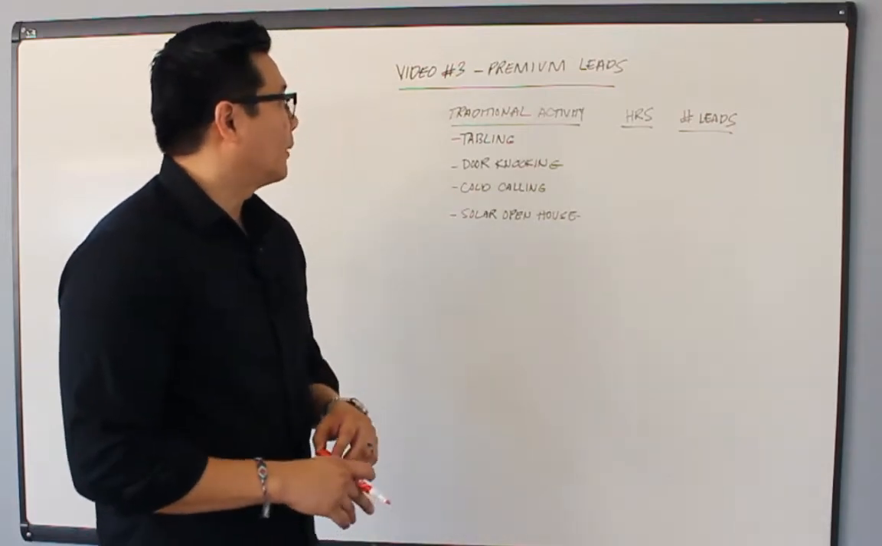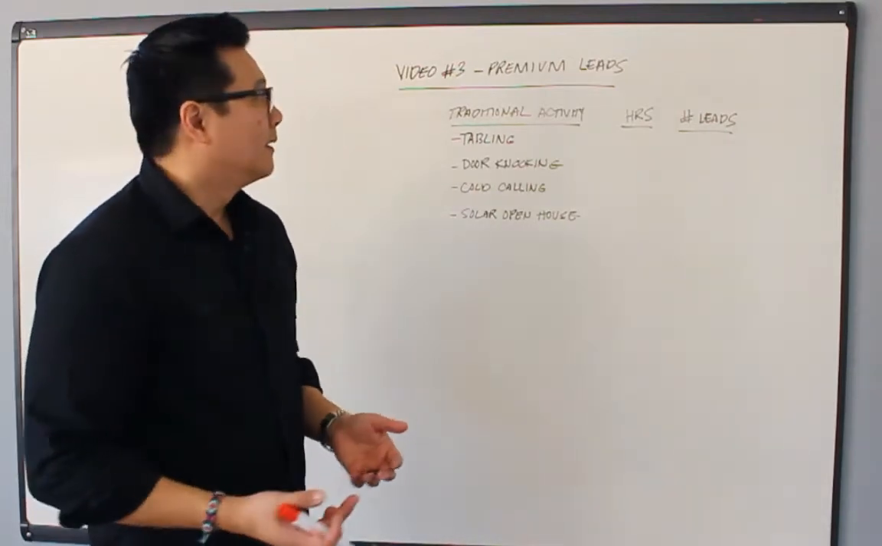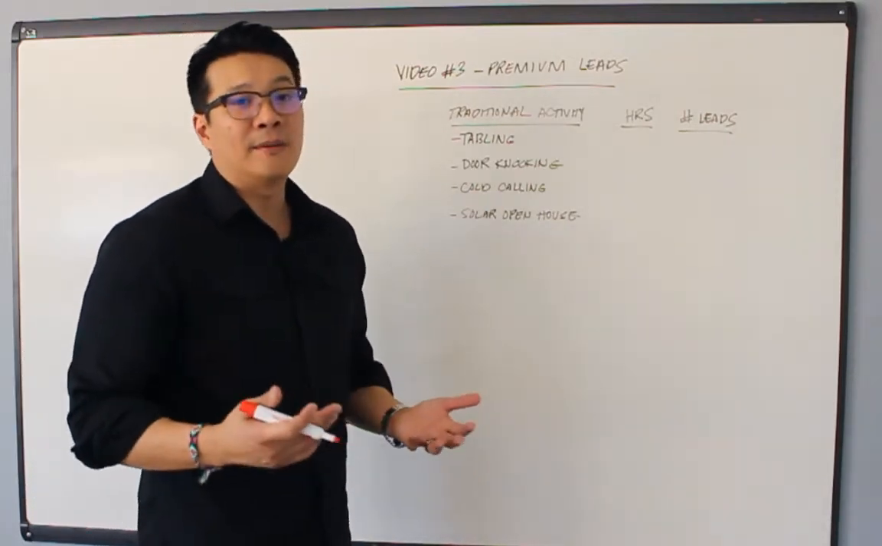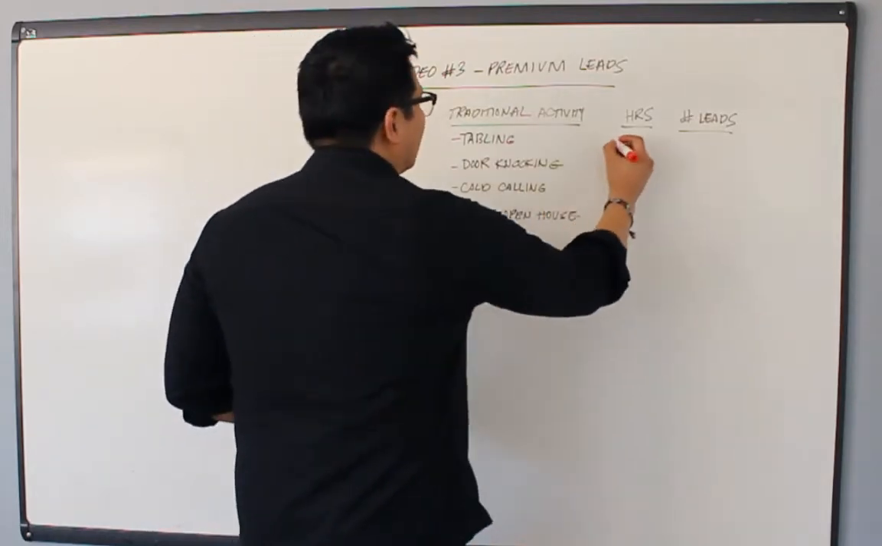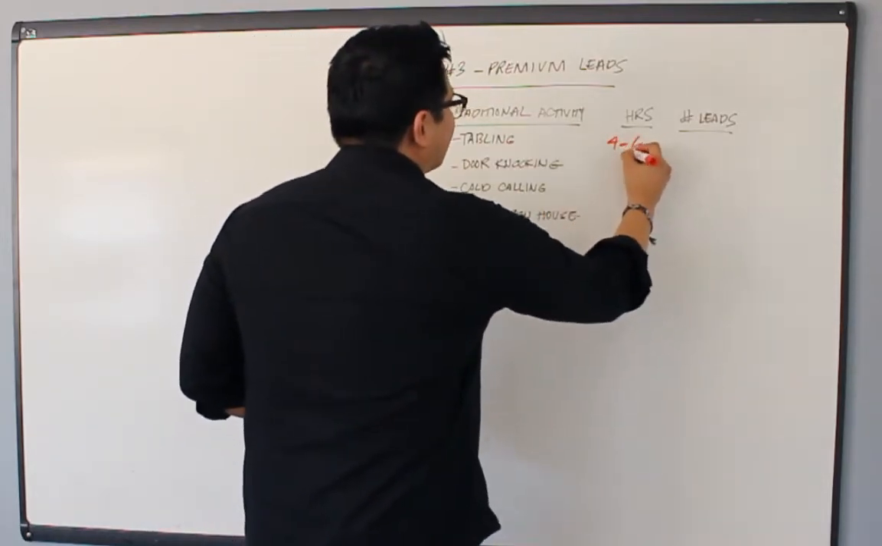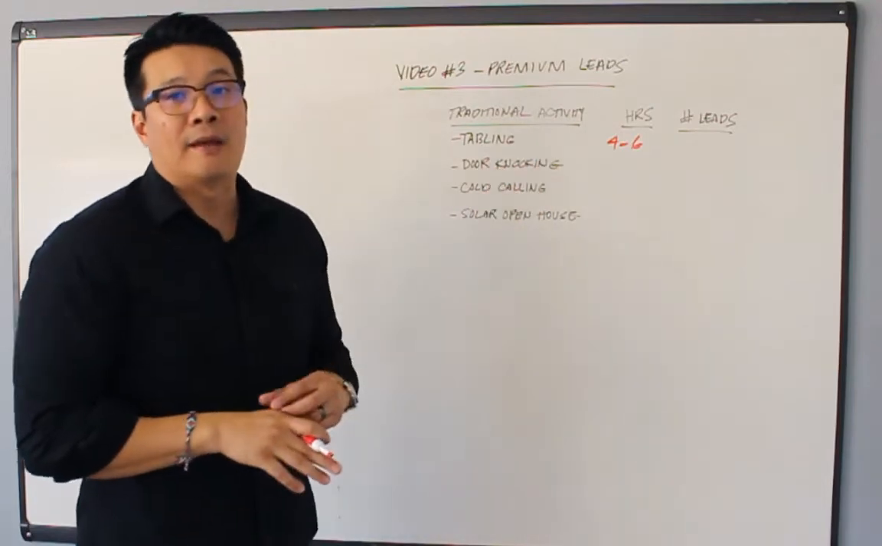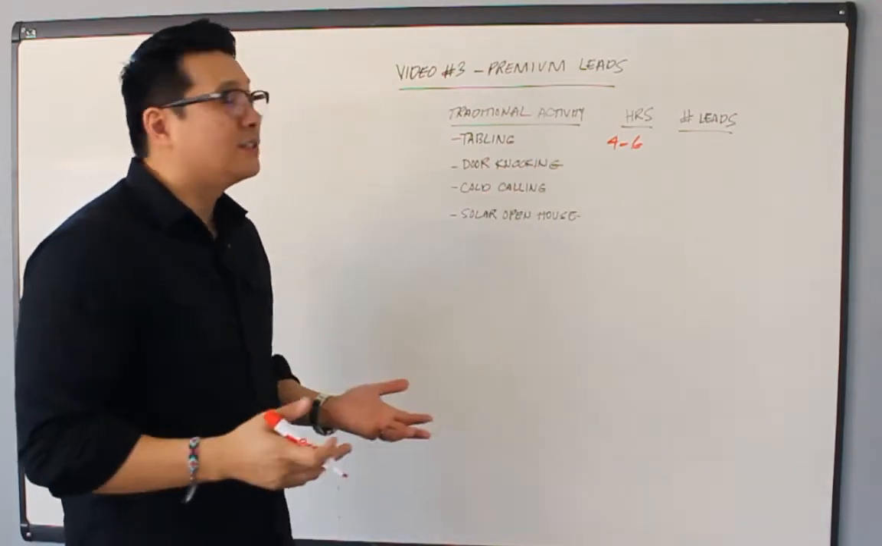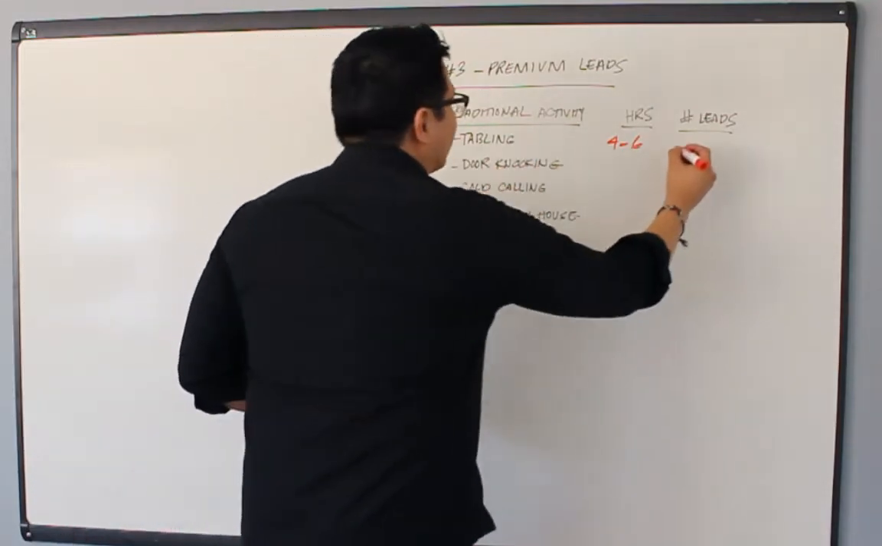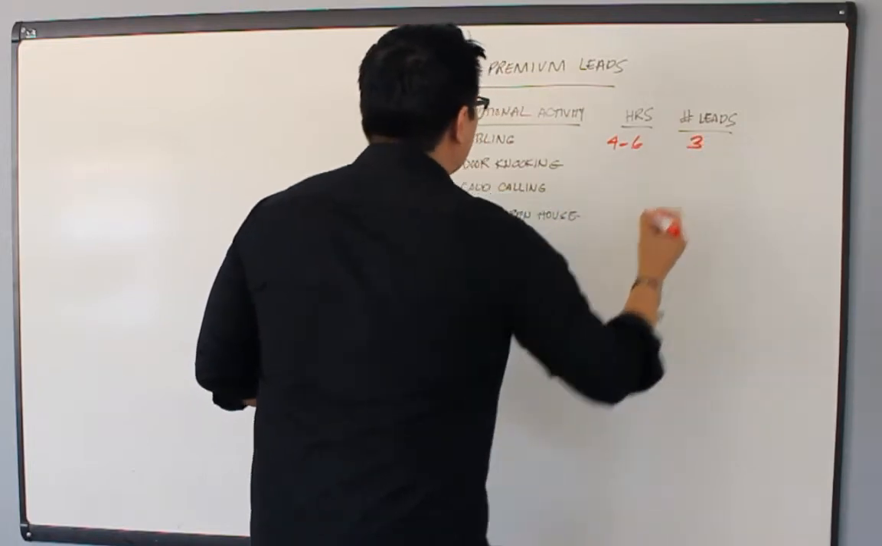One of the traditional ways is by doing a tabling event. You're probably spending maybe 4 to 6 hours a day at a tabling event, right? And as far as the number of leads you get out of it, you might get maybe 2 to 3 leads. Let's say you get 3 leads out of that.